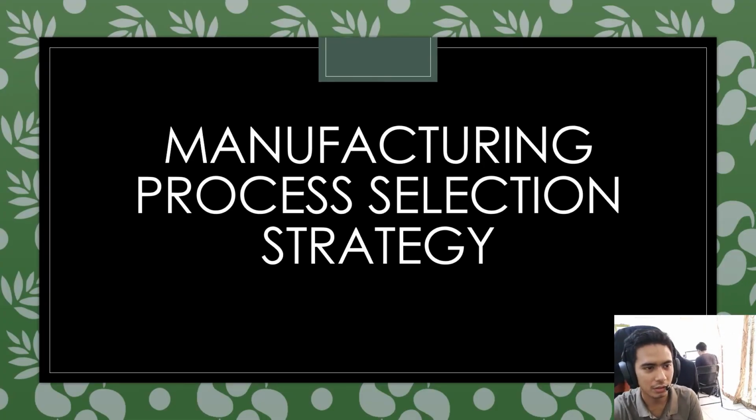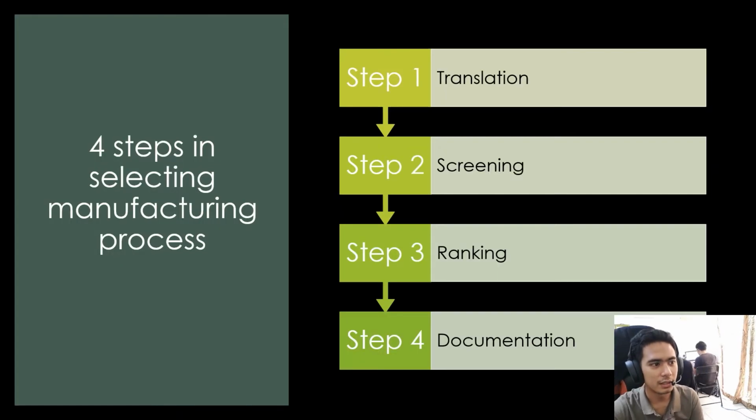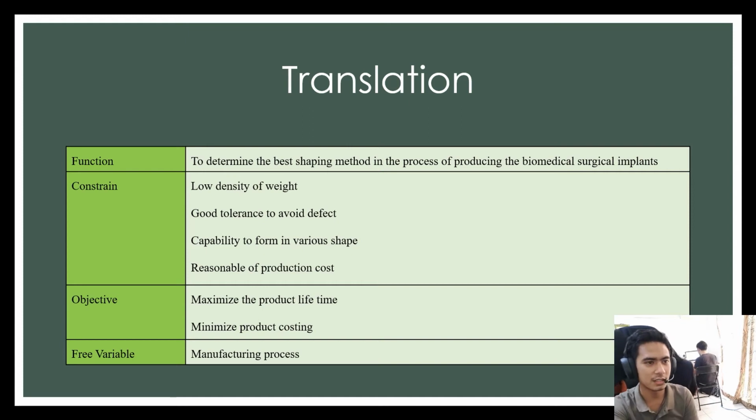I would like to discuss the manufacturing process selection strategy. There are 4 steps in the selection strategy, which are translation, screening, ranking, and also documentation. For step 1, translation. Translation is to list down the function, the constraint, the objective, and the free variable of a shaping method for producing the biomedical surgical implant.